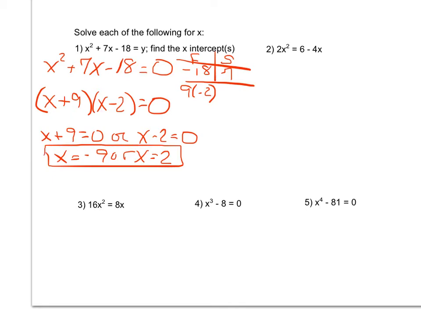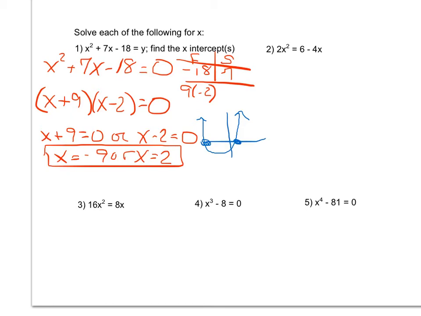Why am I getting two answers? Well, if you think about what a quadratic equation looks like, it takes the shape of a parabola. So it should make sense to you that I would have two x-intercepts, because I should cross the x-axis twice.